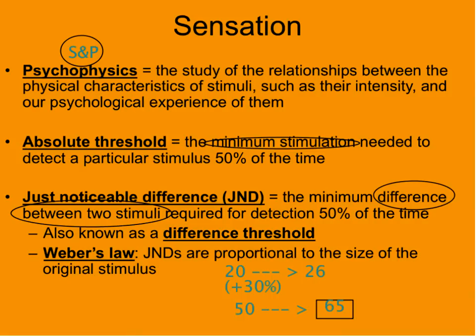Why is it 65? Because 30% of 50 gets you a 15-unit increase, so 50 plus 15 gets you up to 65. Yes, you will need to be able to do these simple kinds of math calculations on test number 2. Yeah, or 50 times 1.3, even better. Okay, so we go from 50 to 65. Okay, so it depends where you start, right? JNDs are proportional to where you're starting.